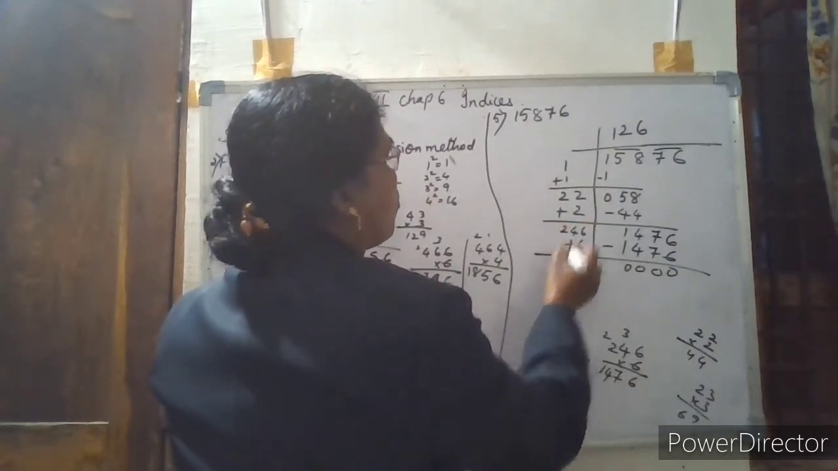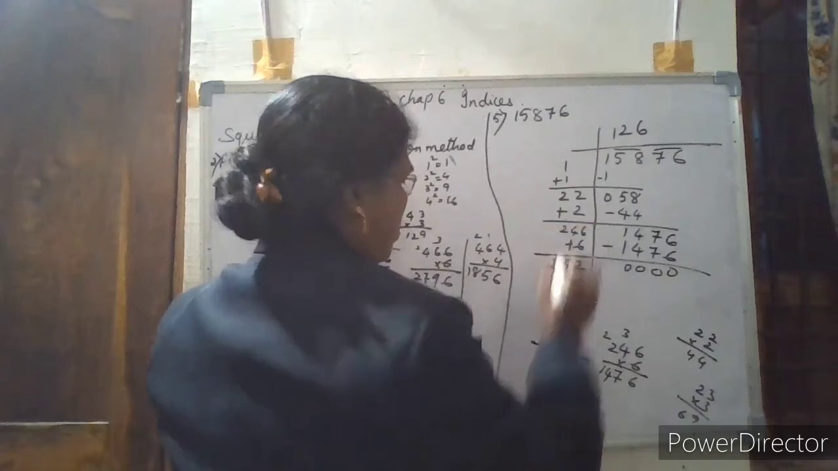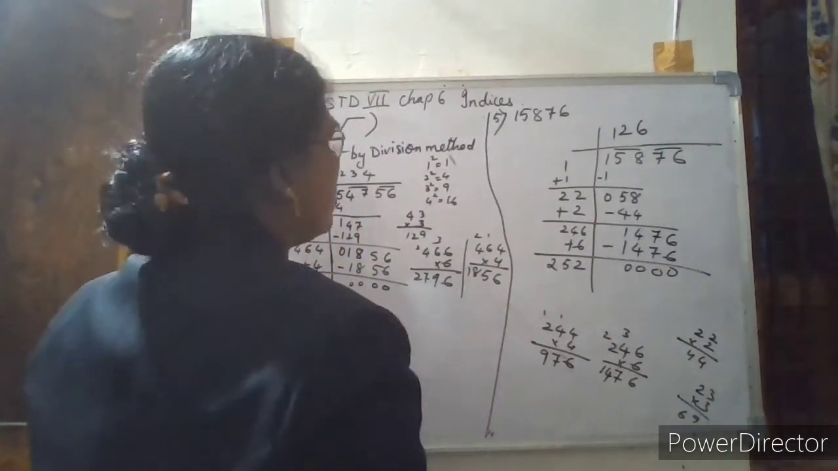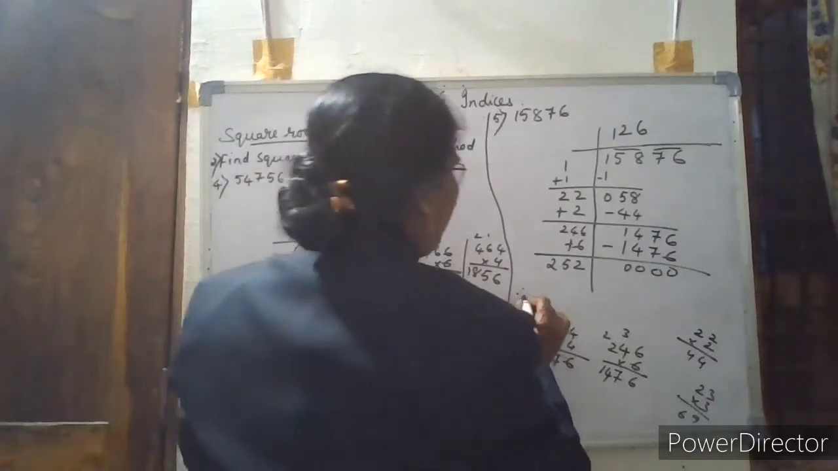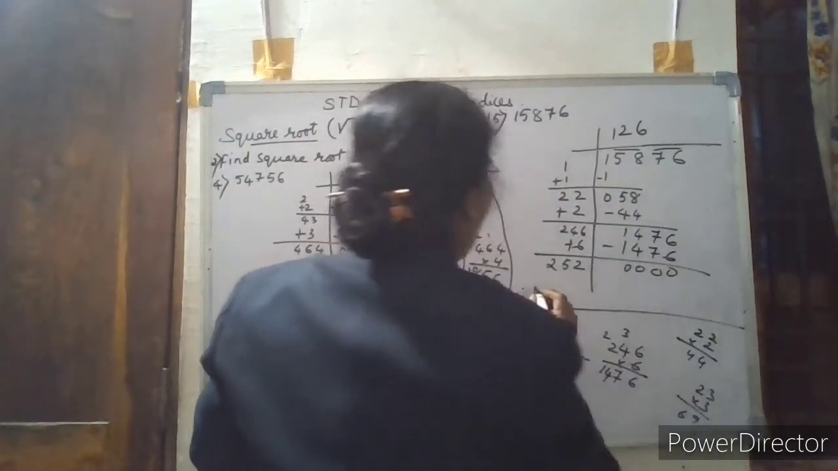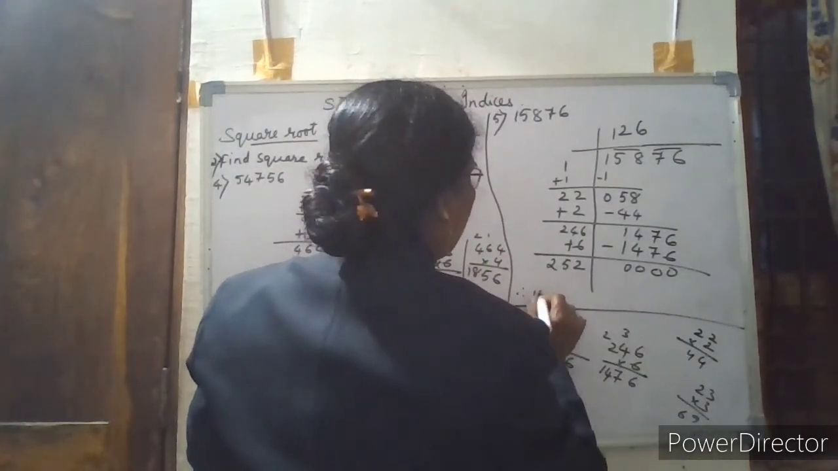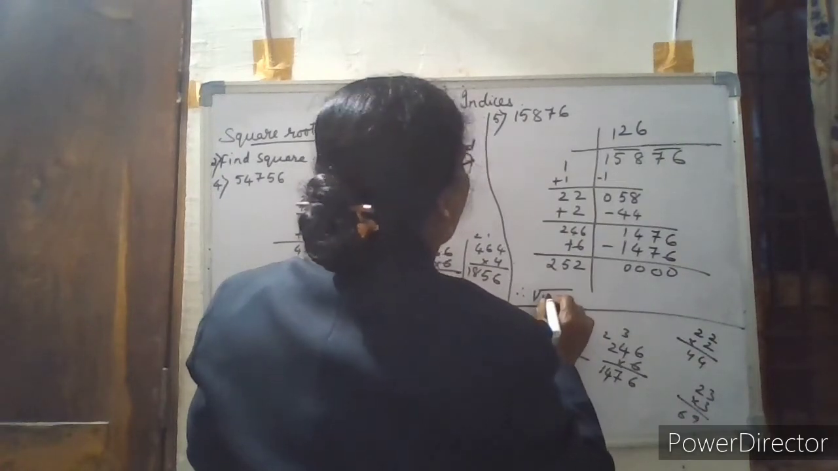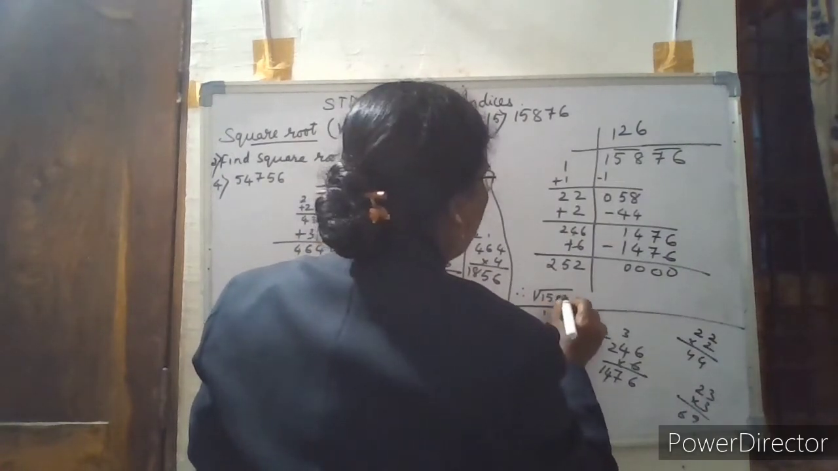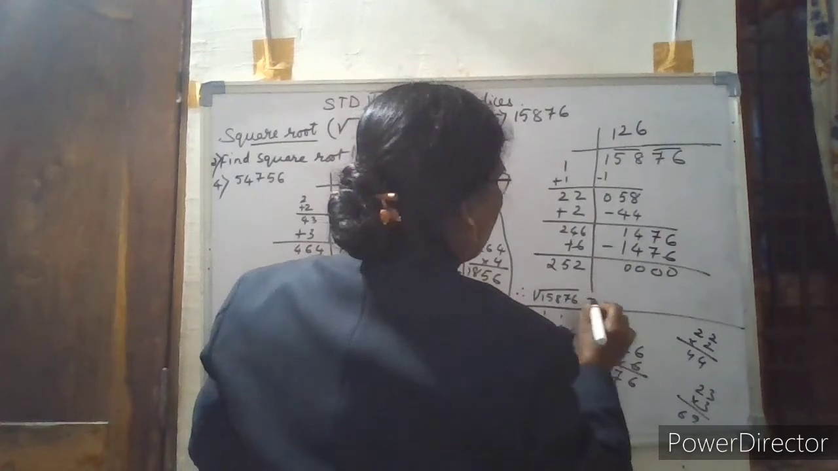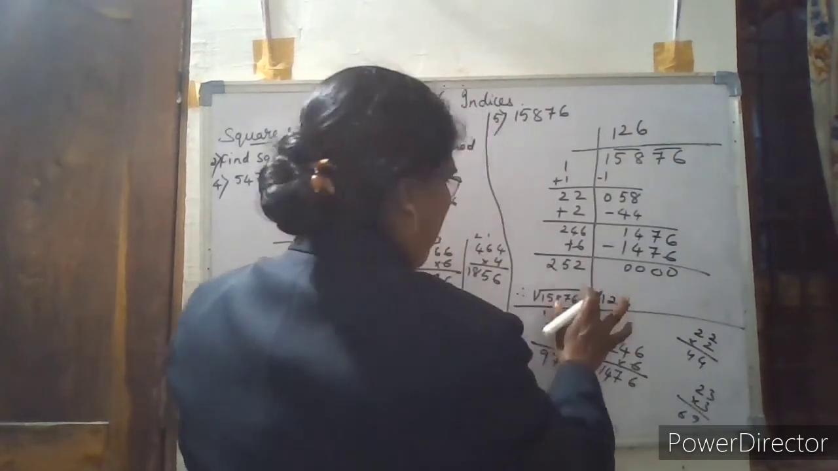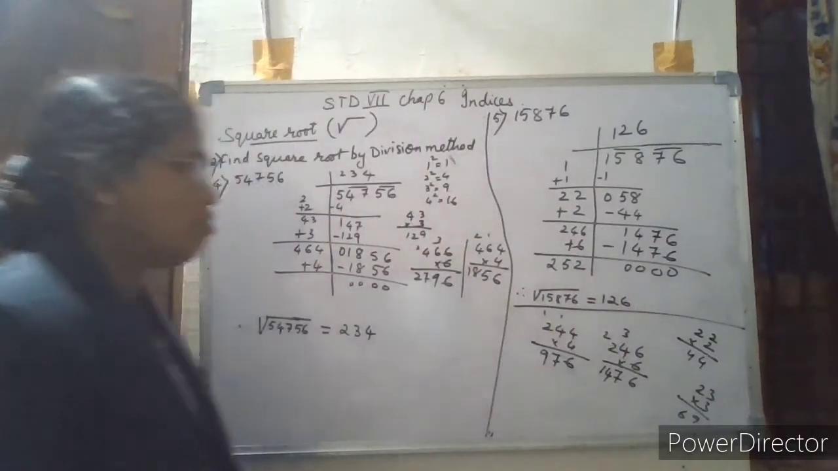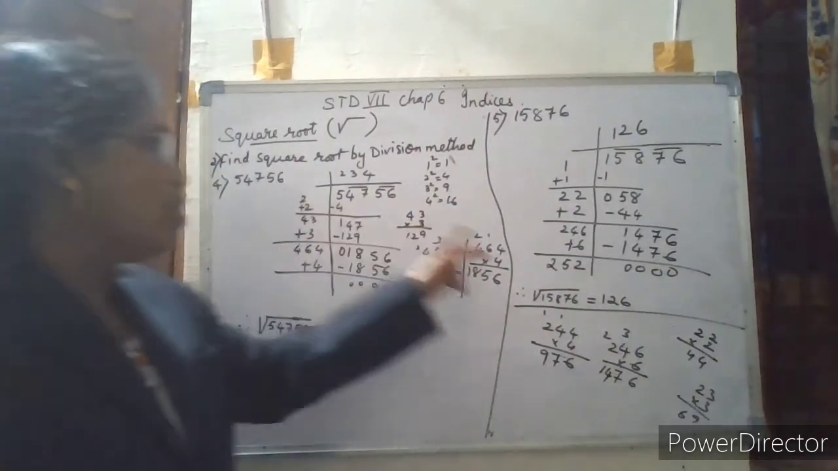So therefore, the square root of this big number, this is rough work, therefore the square root of 15,876 is equal to 126. So this is the division method. Now one more example I will take.